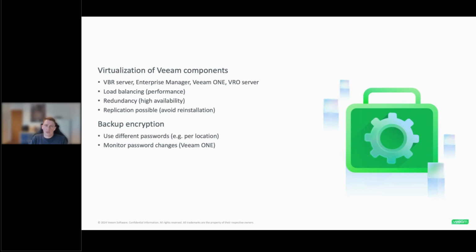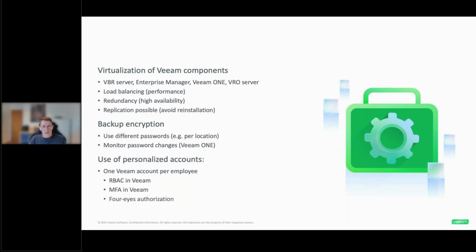So try to avoid that by getting transparency. You also should use personalized accounts. I recommend one Veeam account per employee. And with that, you can use the role-based access control in Veeam. You should use multi-factor authentication in Veeam MFA, and you can consider using four-eyes authorization. So with that, you can apply the new role-based access control and the new roles we learned about a few minutes ago.